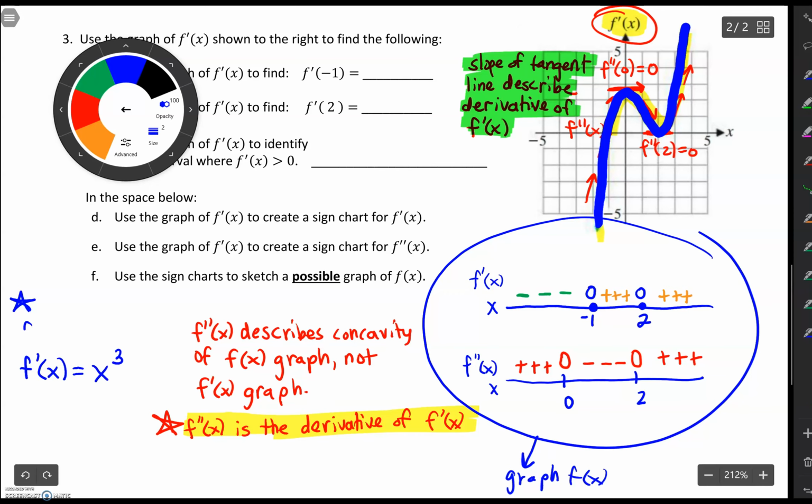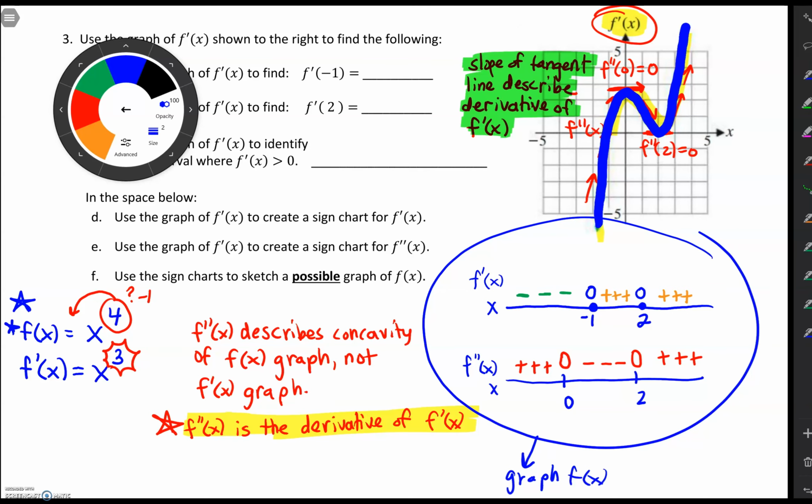So what we can do is think backwards and say, okay, what would the degree of that original function need to have been so that when I do my power rule, which says drop the exponent down and then decrease it by 1, I would end up with an exponent of 3 for the derivative? Well, that exponent would have to be a 4. So that means my original graph, my f of x graph, should be quartic.